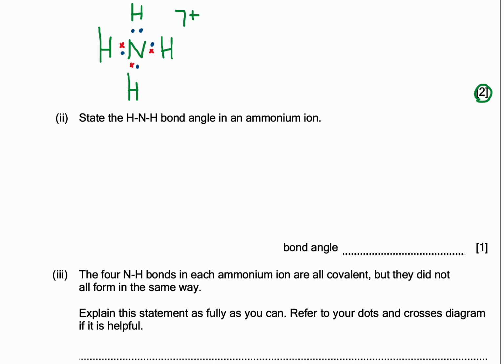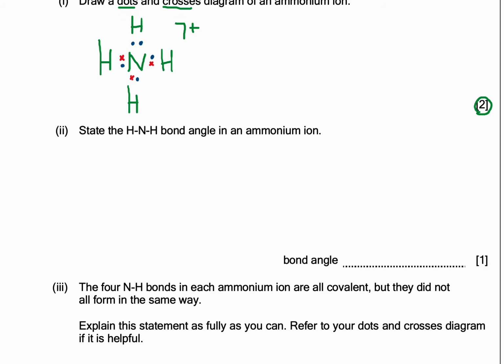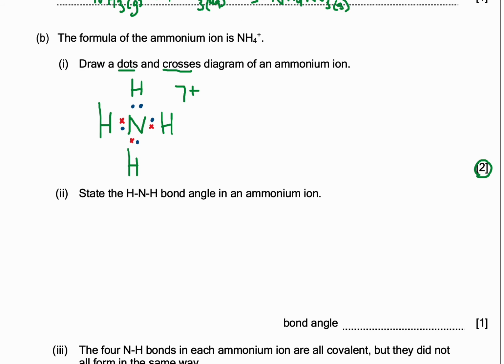Next, state the HNH bond angle in the ammonium ion. Here we have the ammonium ion, and we drew its dot and cross structure. We know that in the ammonium structure, nitrogen is connected with 4 hydrogen atoms. That's why the structure will be tetrahedral, because the central atom forms 4 bonds with 4 different groups.